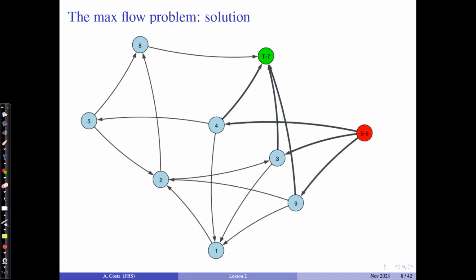This is the solution. Actually, I should say one of the solutions, because we may have other, what we called last time, symmetric solutions. For example, instead of sending the flow here, you can use these, and then these, and then this, and you will get the same result of 30.